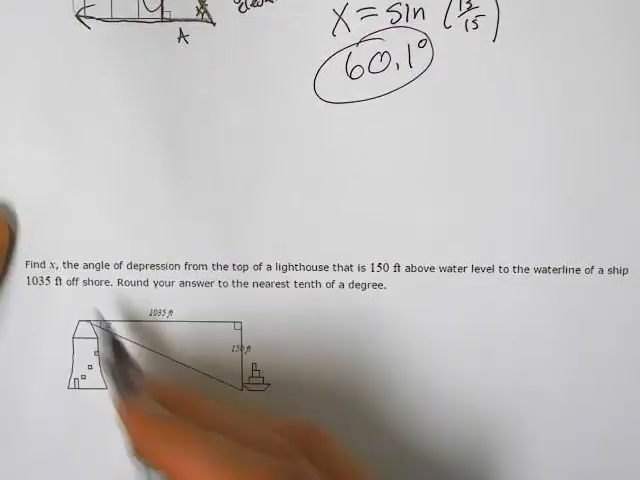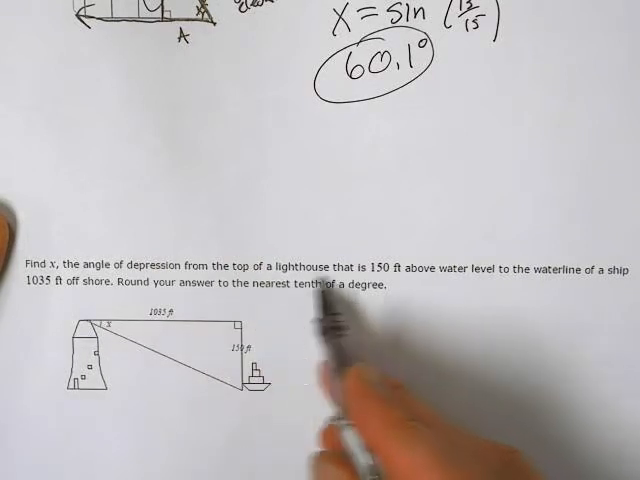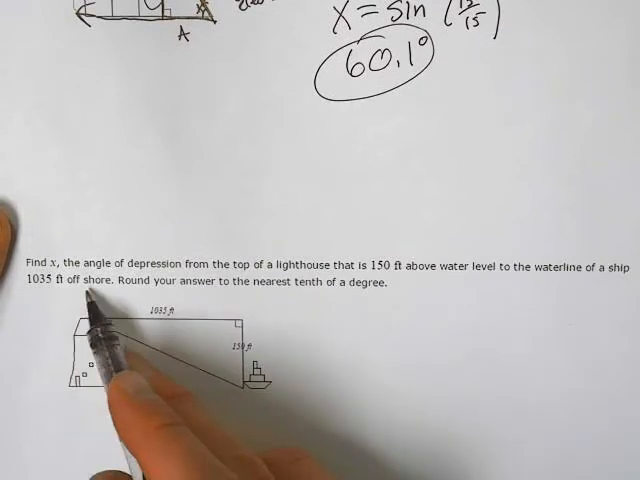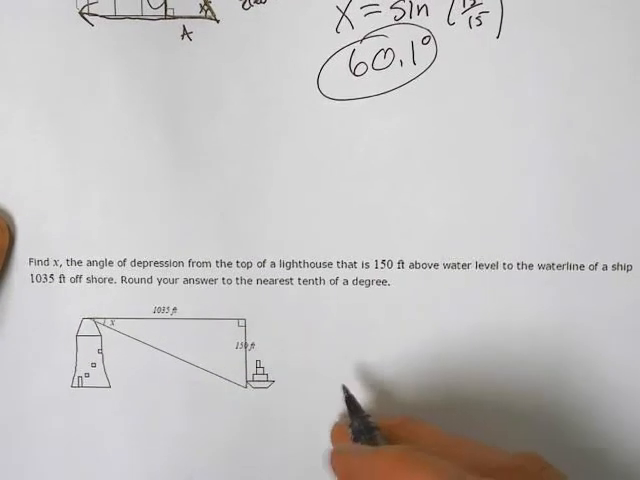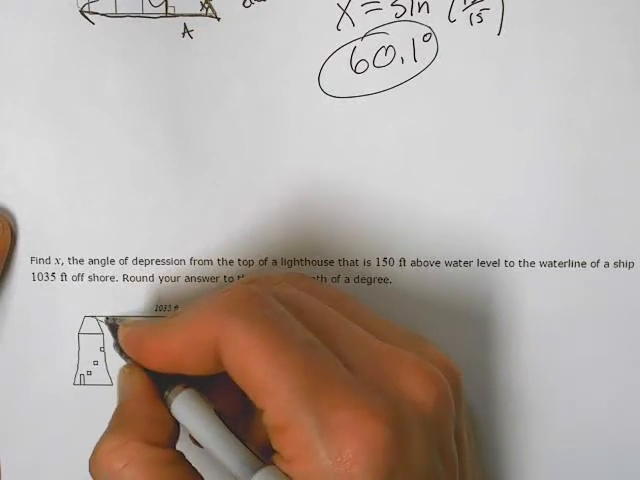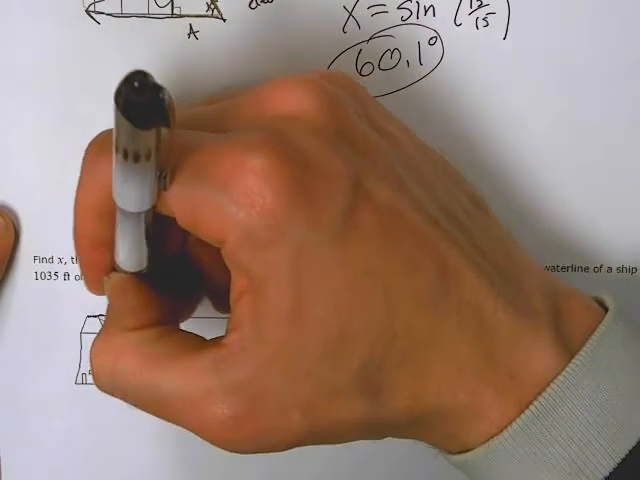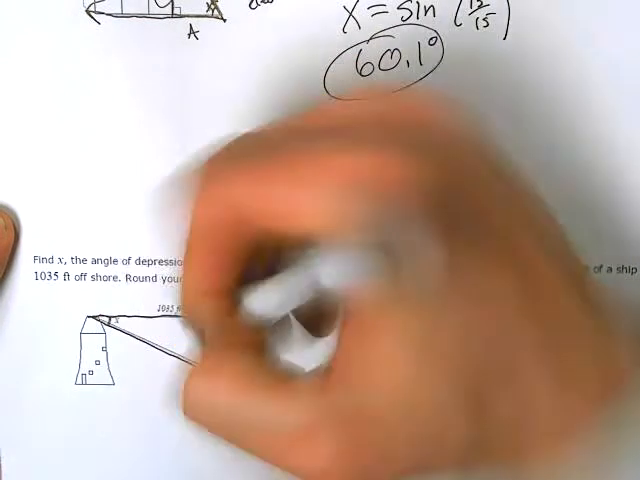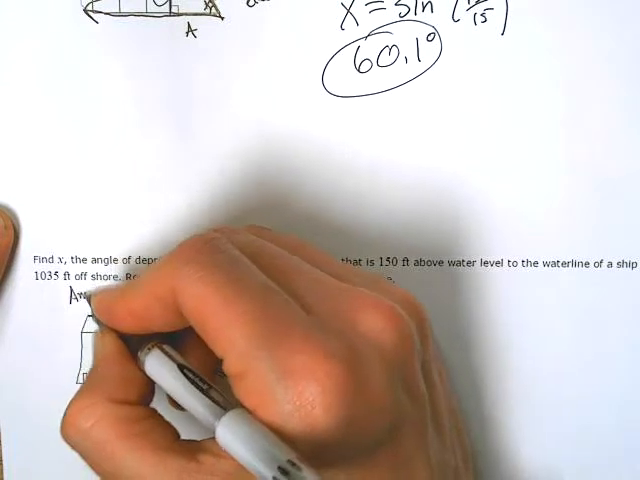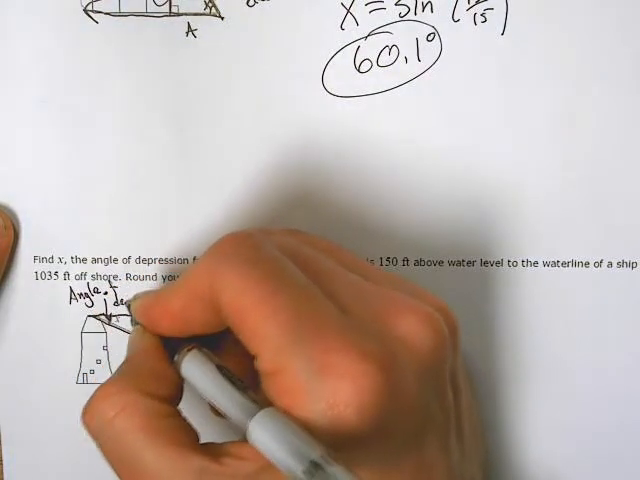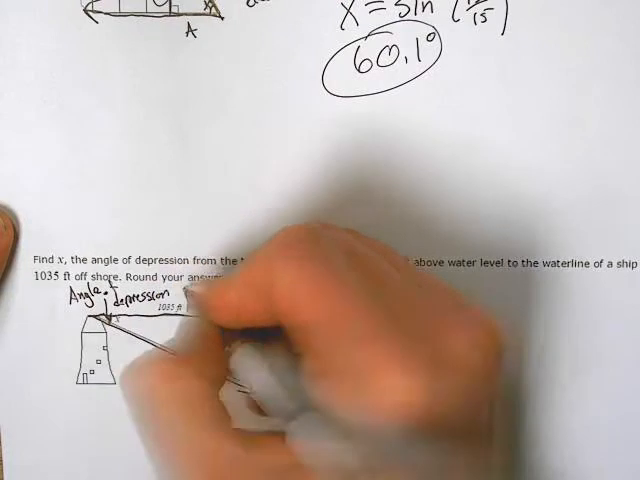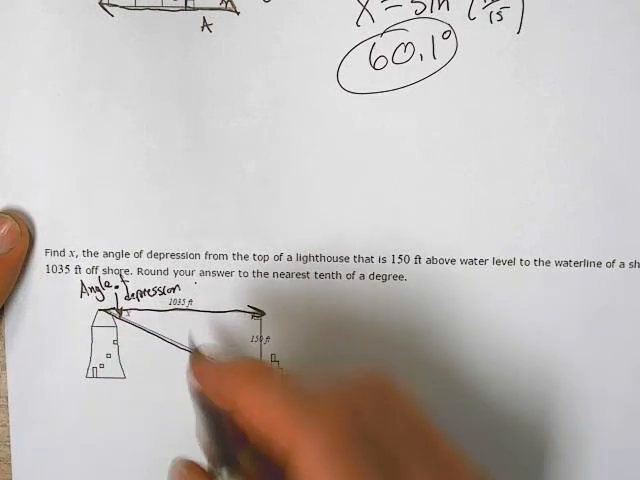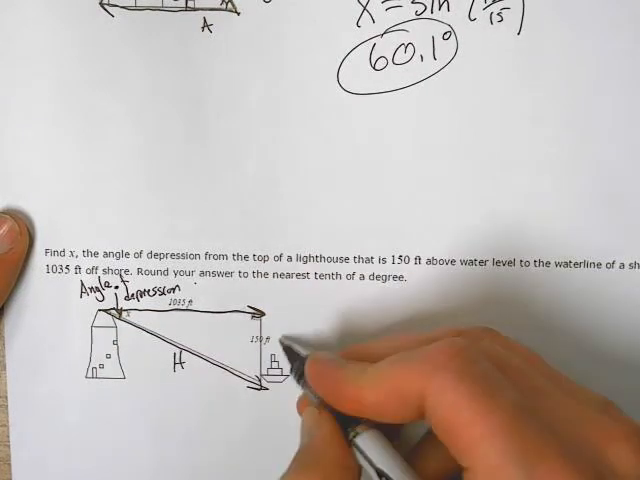It says find x, the angle of depression from the top of a lighthouse that is 150 feet above water to the water line of a ship 135 feet offshore. Round your answer to the nearest tenth. So here again, they make it easy because you can see the angle of depression right here. Angle of depression is from the horizontal line of sight looking downwards. So this right here is the angle of depression.